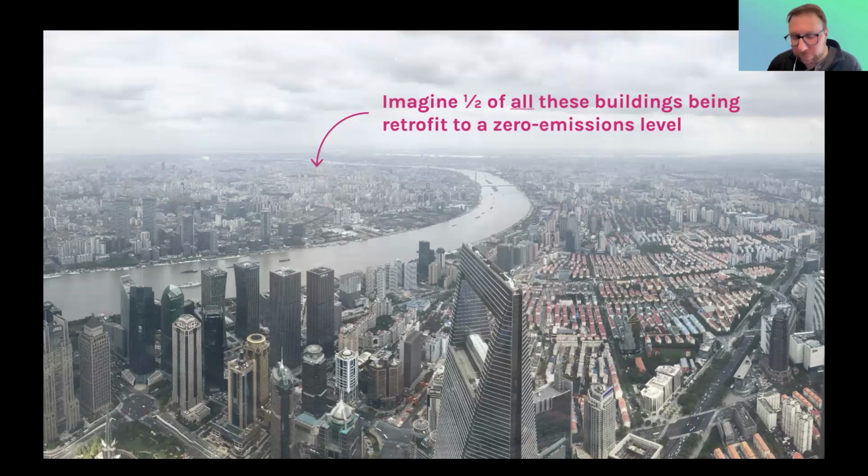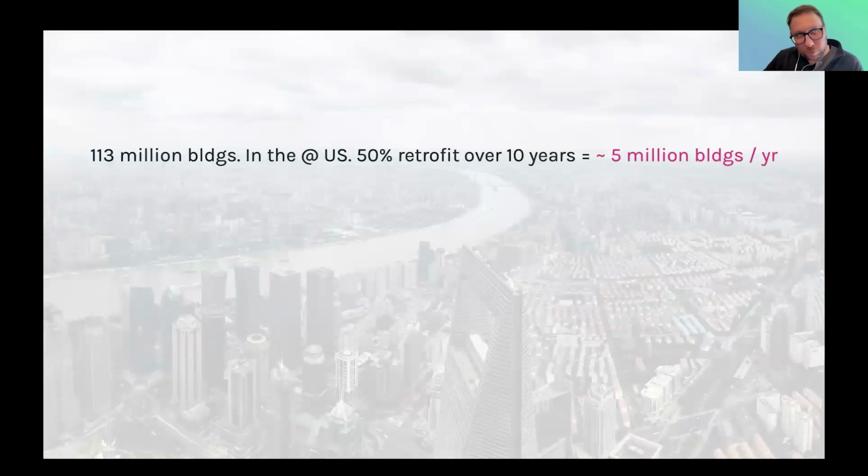So that scale is important to keep in mind as we start to talk about some of the tools and some of the things that we've built here. So 5 million buildings a year, it's about 113 million buildings total. And so if you want to retrofit 50% of them over 5 years, that's where you get that 5 million buildings a year number.